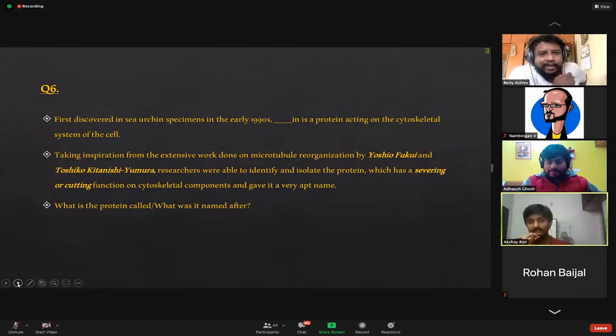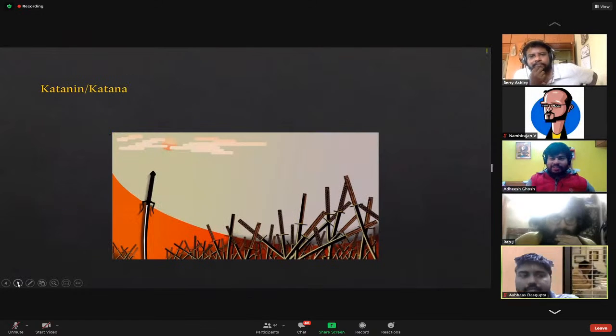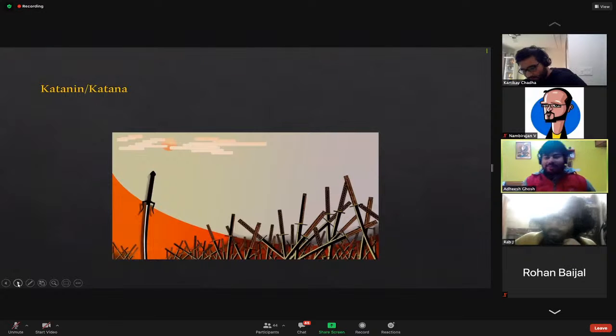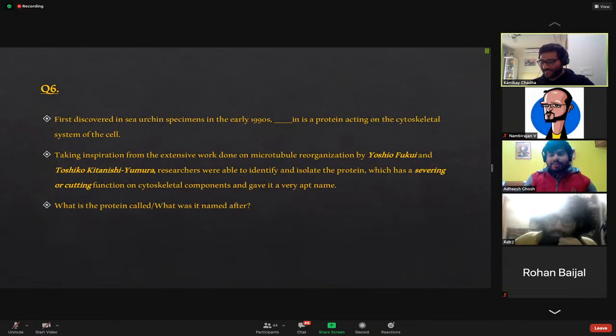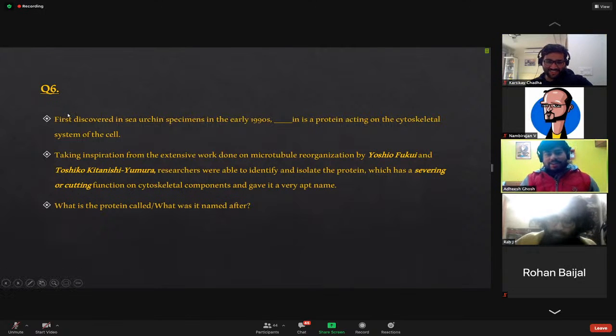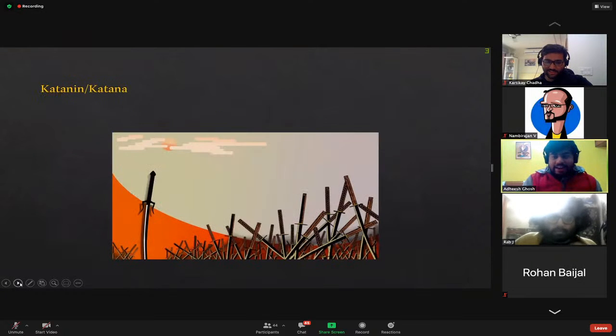Katana. Katana gets you points. So this is called katana, which comes from the Japanese word for sword, katana. As you'll see, these are Japanese scientists who worked on microtubules extensively, and it cuts or severs. And so taking from that, they decided to name it katanin. So katana, katanin, either of those gets you full points.